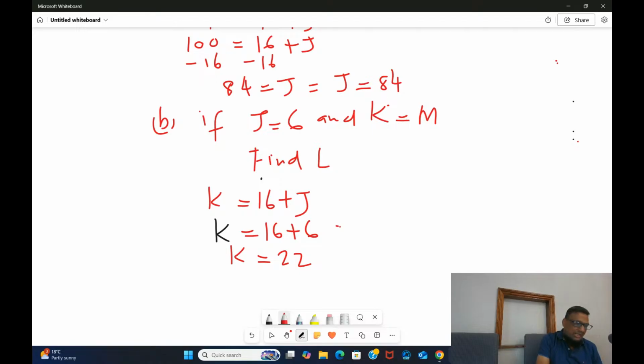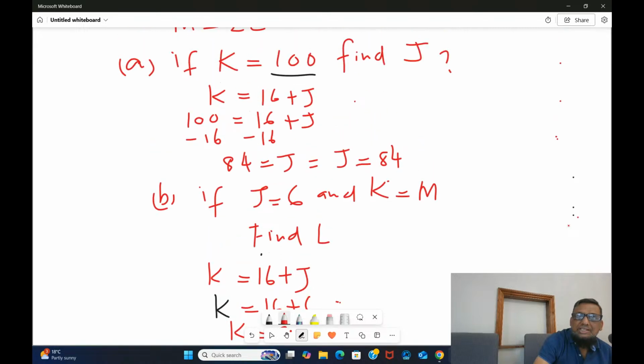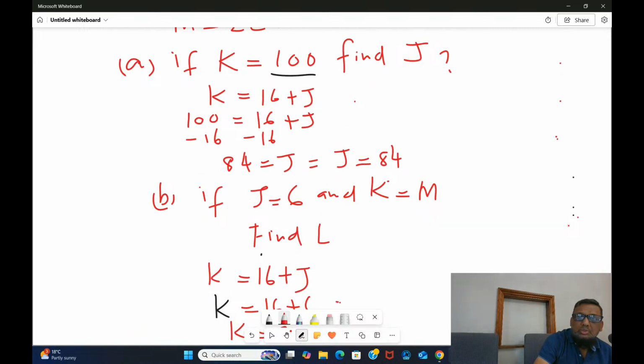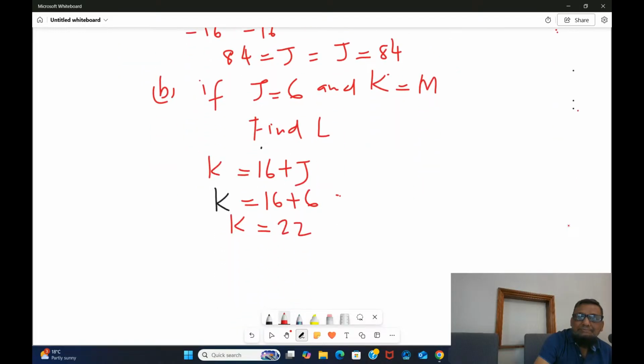And now it says K equal to M, right? So go back and check the statement. It says M equal to 2L.